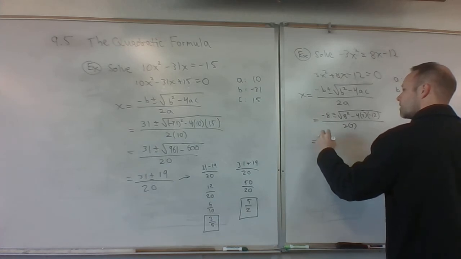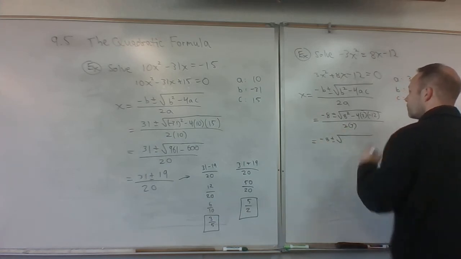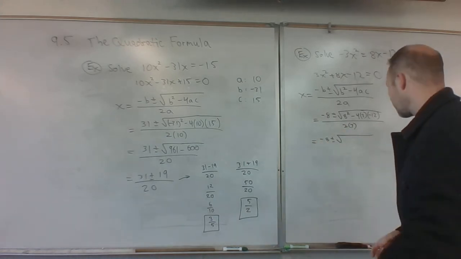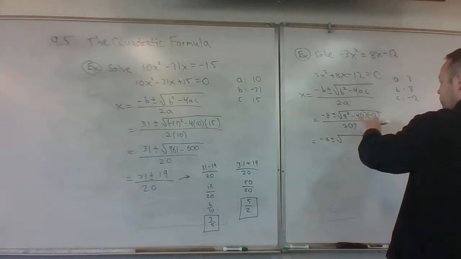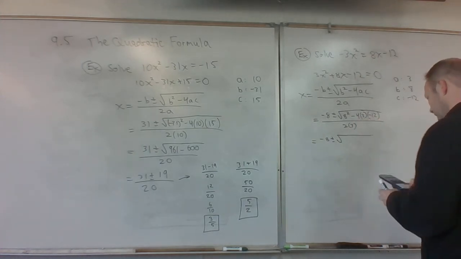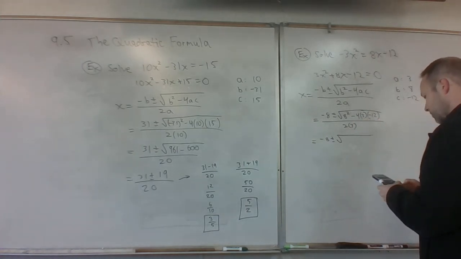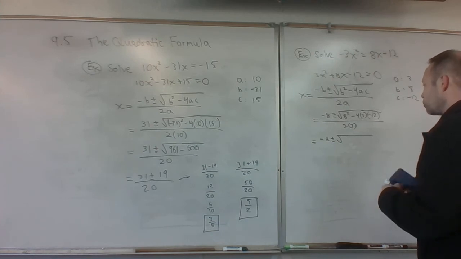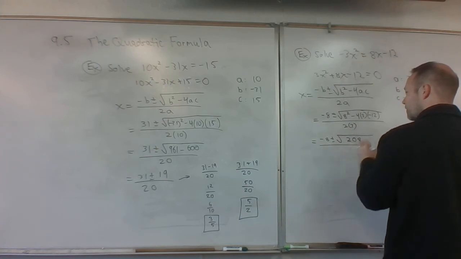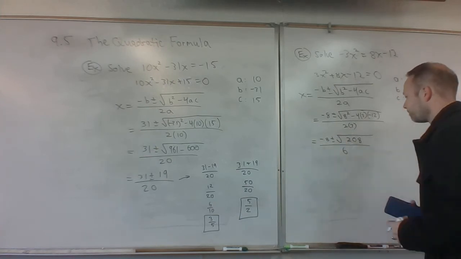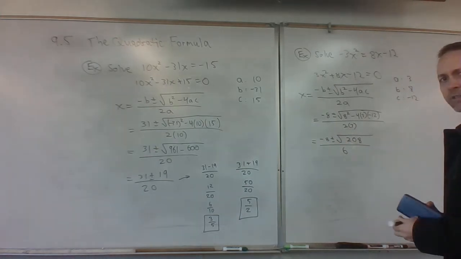Okay, let's see what we get. Negative 8 plus or minus the square root of, and let's see what we get here. 8 squared is 64. So I have 64. I have two negatives there, so it's going to become plus. Plus 4 times 3 times 12 gives me 208. 208 inside the square root over 6. All right, well, let's see what we can do here.